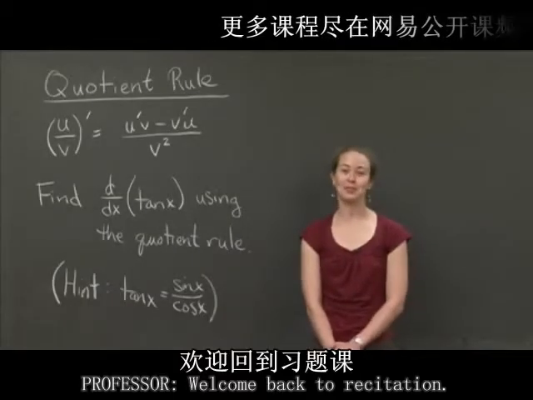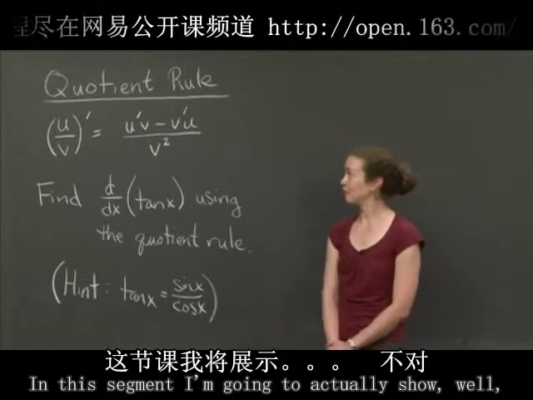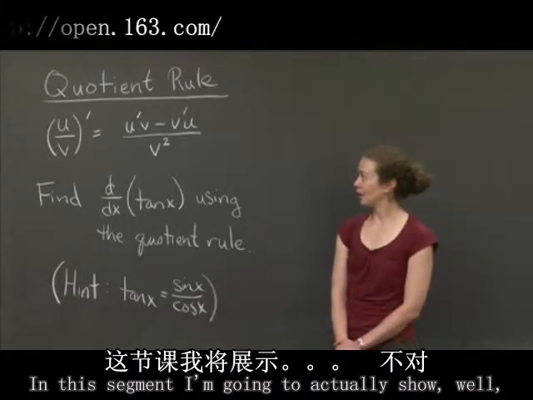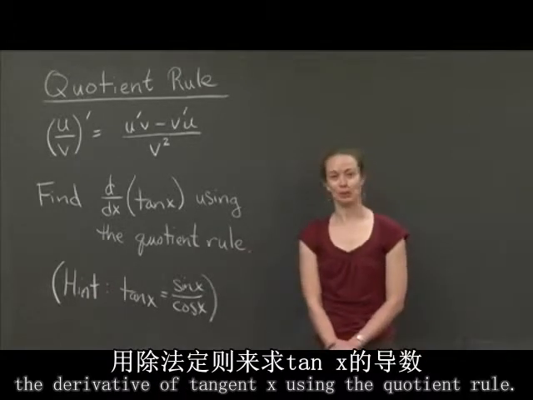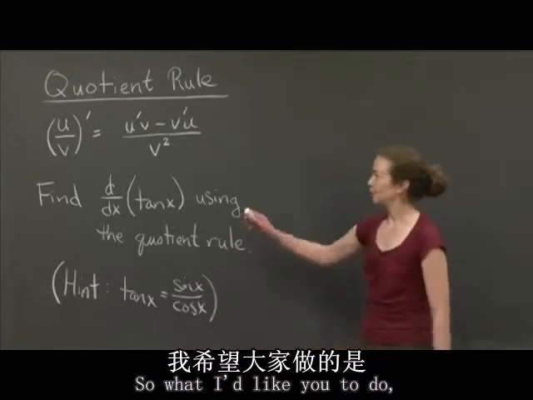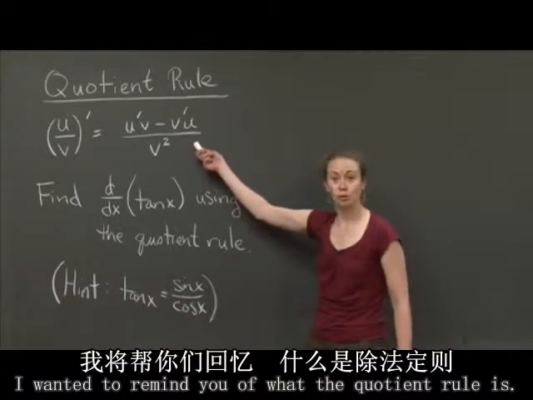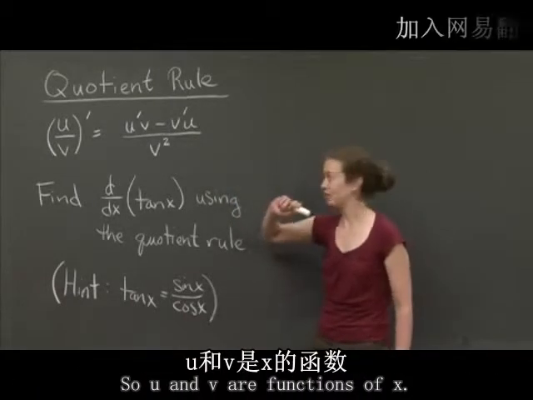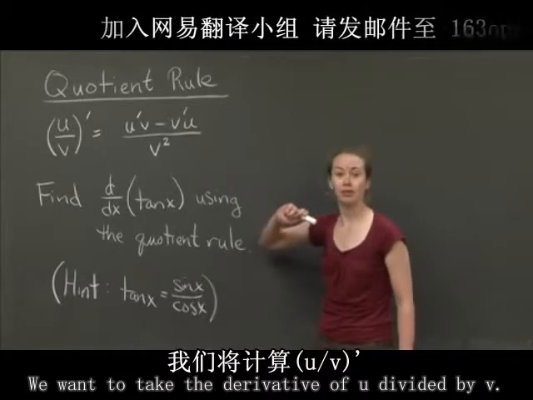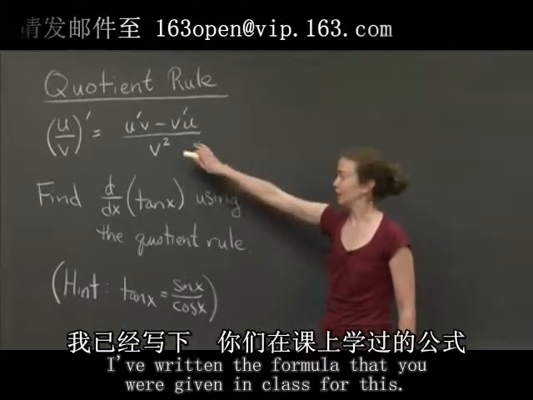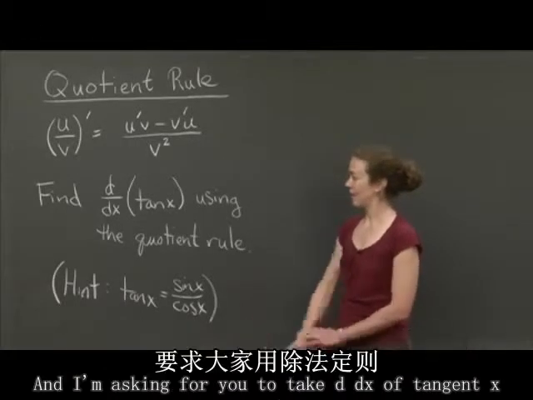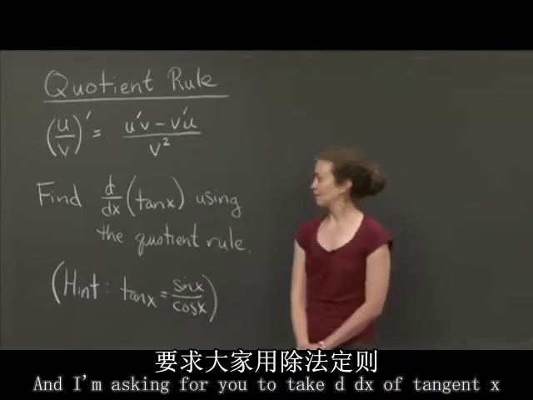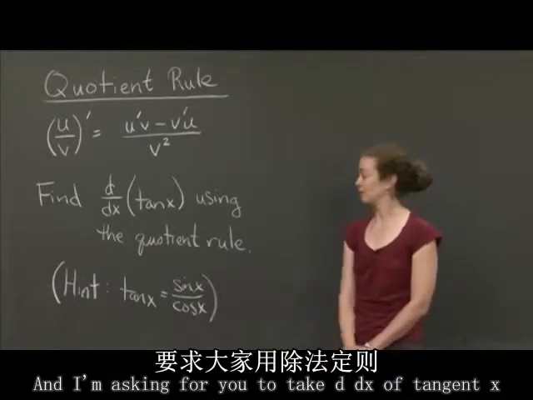Welcome back to recitation. In this segment, you're going to show the derivative of tangent x using the quotient rule. I wanted to remind you of what the quotient rule is. So u and v are functions of x. We want to take the derivative of u divided by v. I've written the formula that you were given in class for this, and I'm asking you to take d/dx of tangent x using the quotient rule.